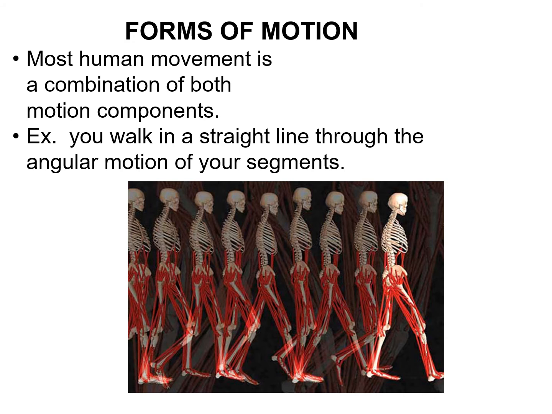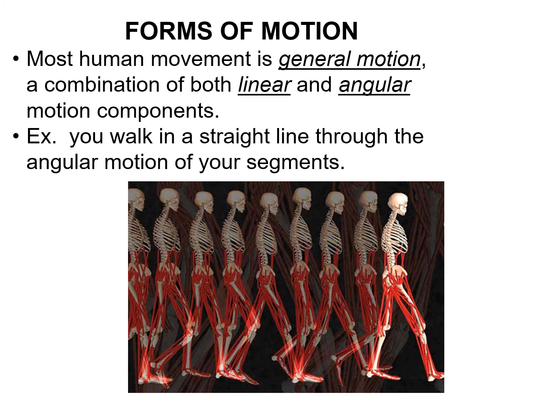So, our forms of motion. Most human movement is what we consider to be general motion. It is a combination of both linear and angular motion components. We say something is linear if the system is moving in a straight line. All the segments within a system are moving in the same direction. It is angular if we see rotation of a segment, where not all parts of a segment or parts of a system are moving in the same direction or at the same speed or velocity.